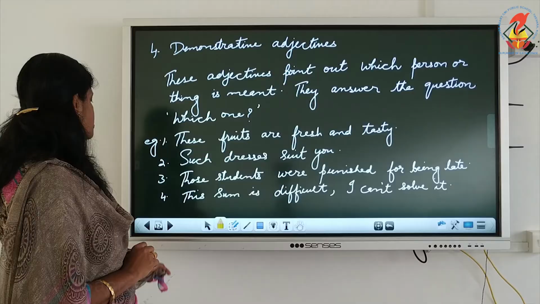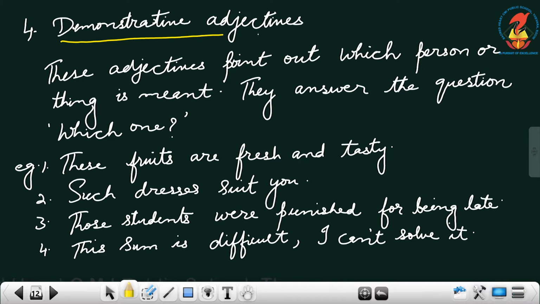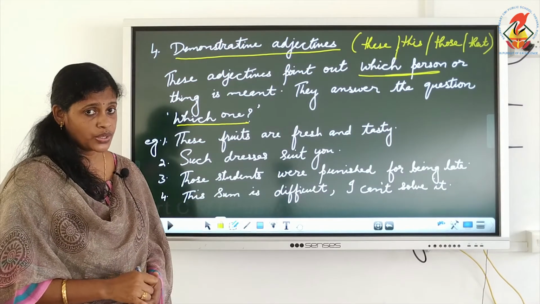Is it clear, children? So the next adjective is the demonstrative adjective. What do you mean by demonstrative adjective? These include the words these, this, those, that. All these words come under demonstrative adjectives. These adjectives find out which person or thing is meant. They answer the question, which one? Which question do they answer? They answer the question, which one?